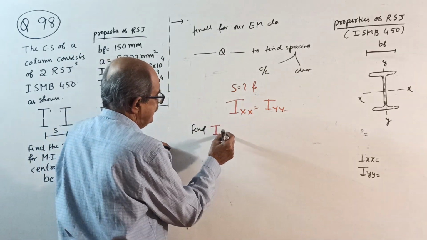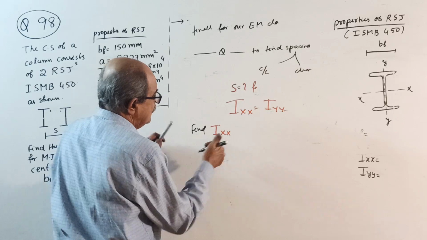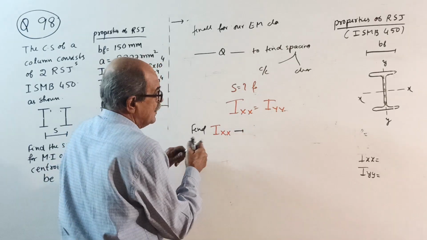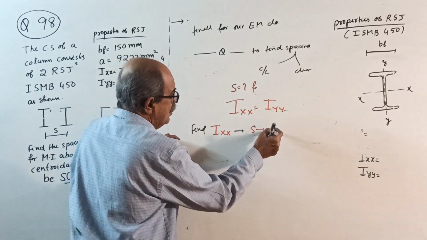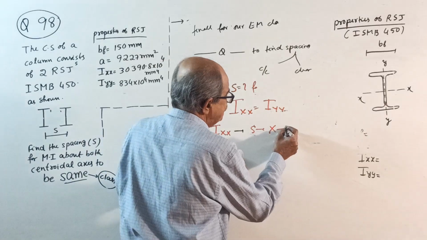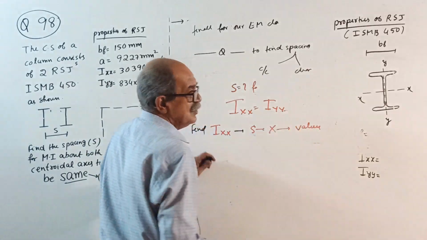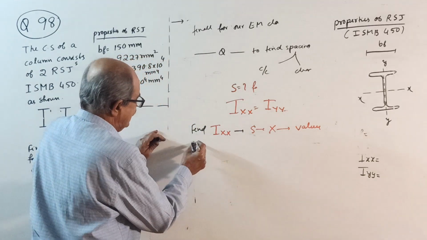Find IXX. In the IXX term, the spacing S will not come. Why? You don't bother. The spacing S will not come. So for IXX, we will get the answer, a value will come. How much is IXX? A value will come. Then find IYY.